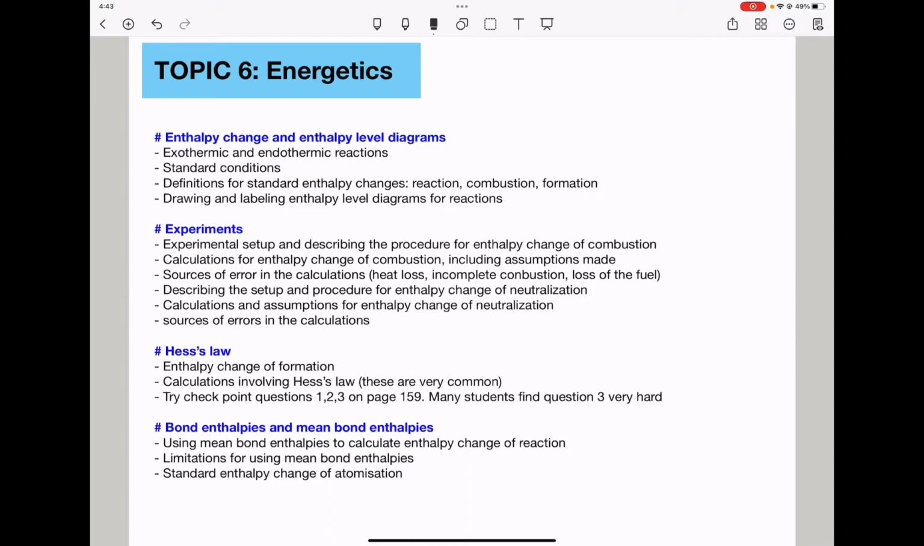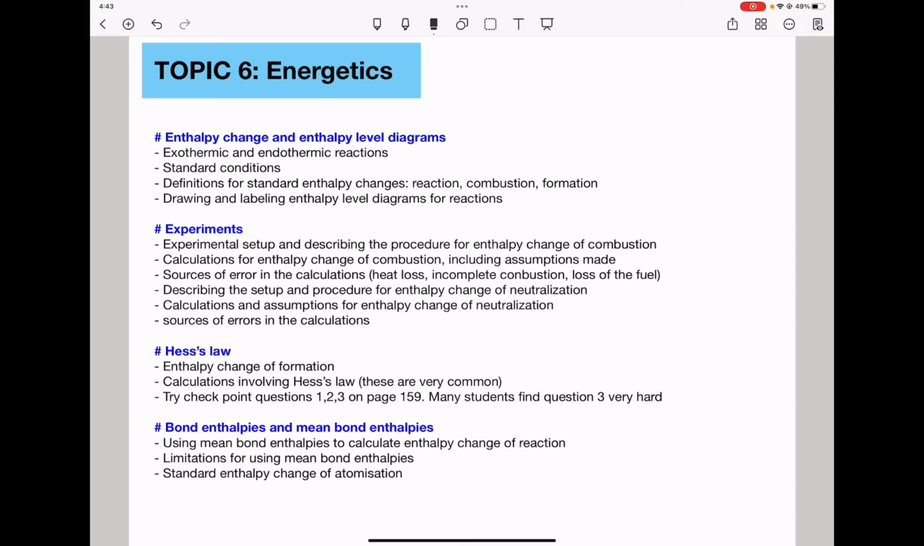the reaction. They can ask you about experiments, and here they'll talk about experimental setups and describing the procedure for the enthalpy change of combustion. You need to remember the whole setup. You may not be required to draw, but you could be required to talk about it or to describe what happens. You need to learn how to calculate for enthalpy change of combustion, including the assumptions that are made. You need to know about the sources of error as well as the calculations. So in this case, heat losses, incomplete combustion, and loss of fuel.